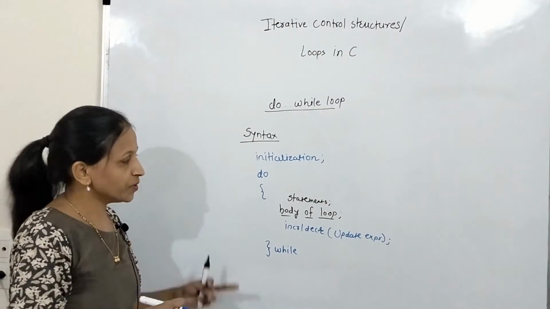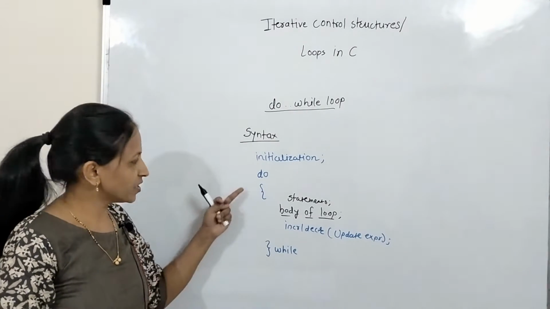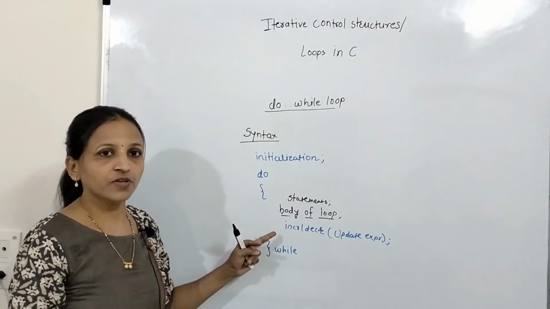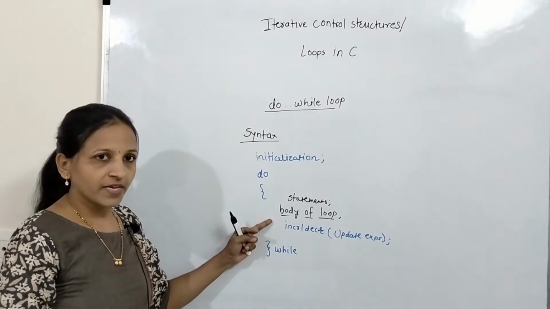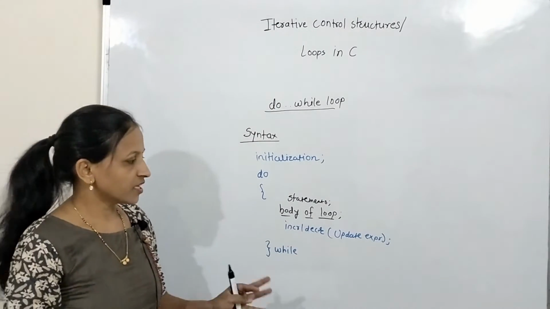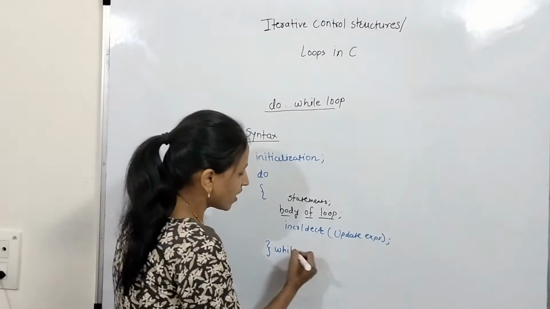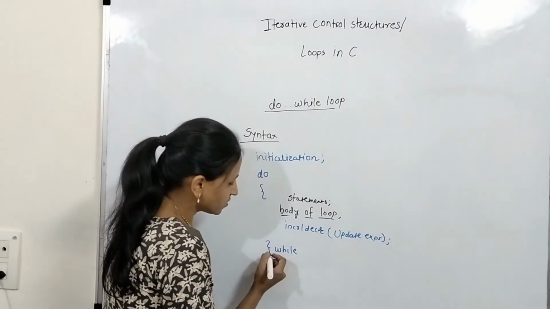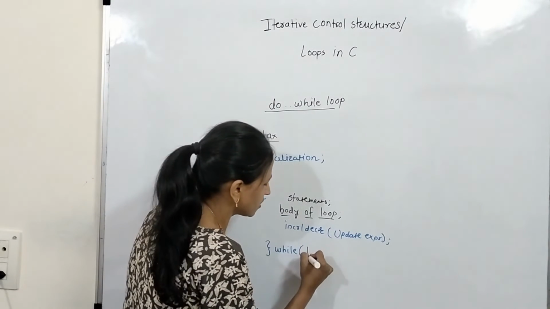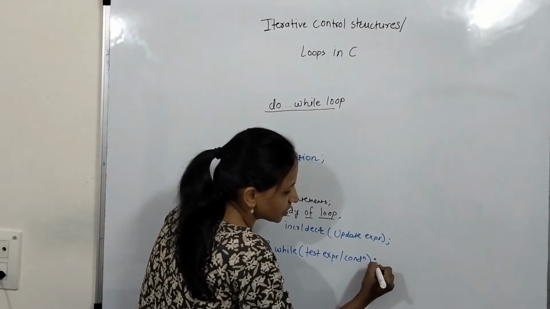In the while loop, we write the while keyword and after that, in brackets, we write the condition. But in this do while loop you have to write the do keyword, then place a block, and inside that place whatever statements you want to execute, and then at the end write the update expression, that is the expression used to update or modify the value of the counter variable. After that, close the brace and write the while keyword and then the condition, that is the test expression, inside parentheses. Then close the parenthesis and give a semicolon.